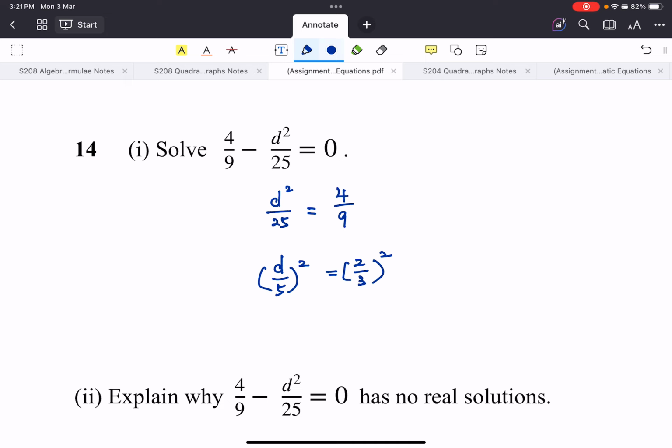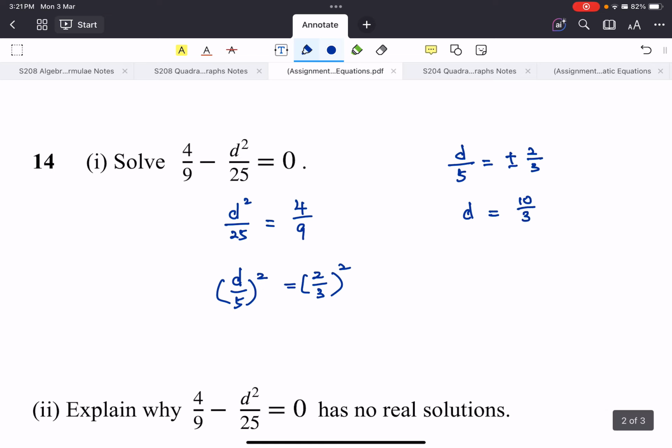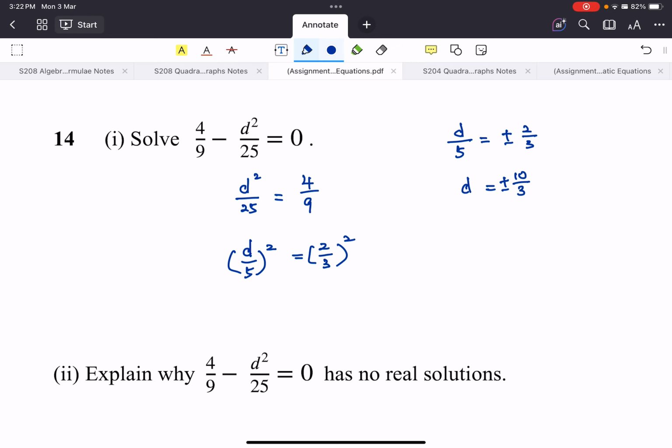squared, correct? So from here, we can figure out that d over 5 equals plus minus 2/3. So d will be equals to 10 over 3 plus minus. Yep, that works. Interesting question. Could we have approached this in another manner? We could, maybe just to show you.